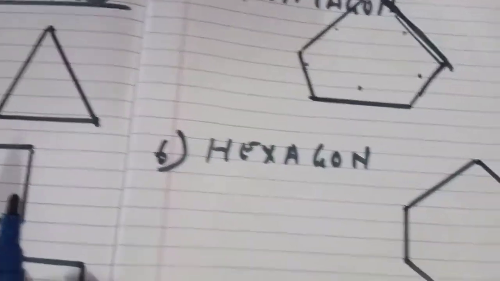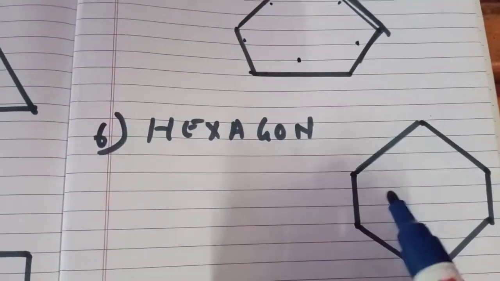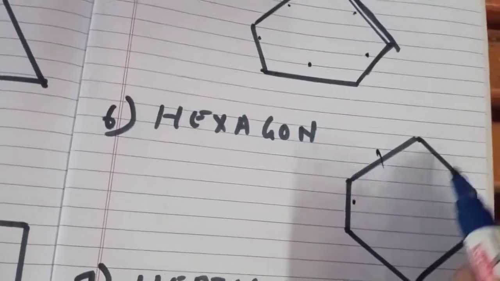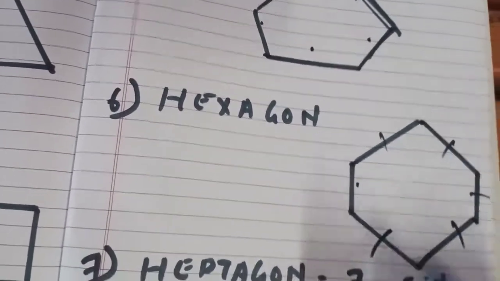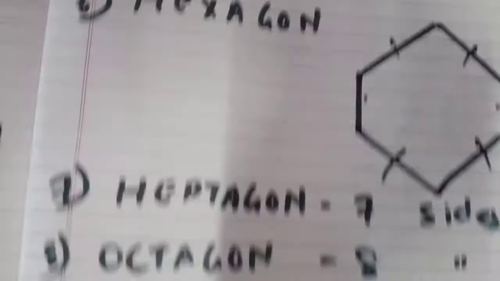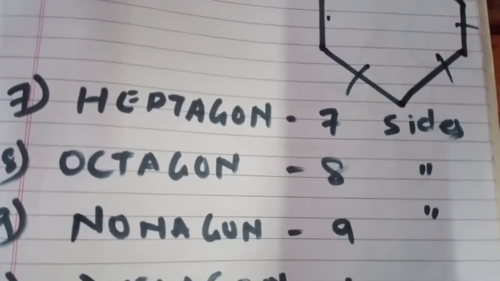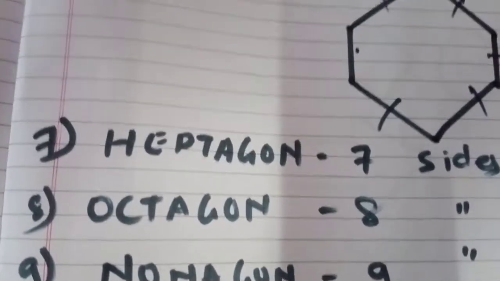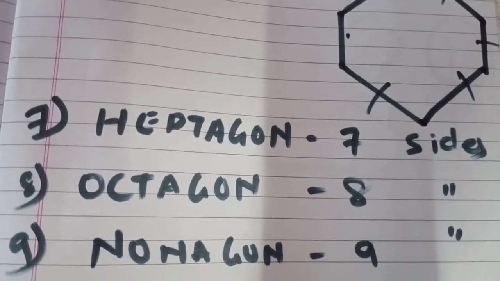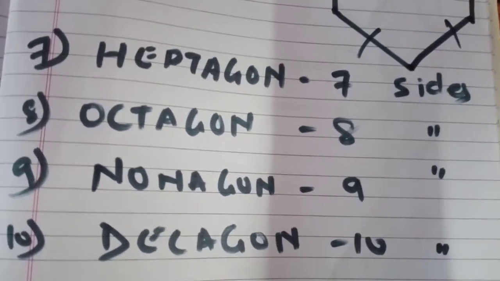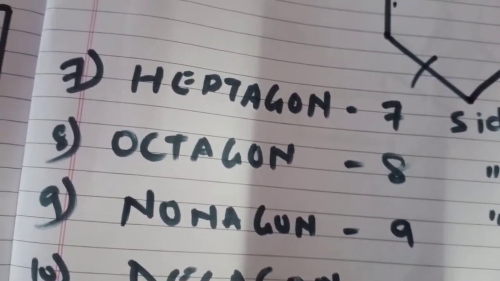Now if you study ahead, it is a hexagon wherein you have 6 specific sides. Side 1, 2, 3, 4, 5 and 6. That is a hexagon. Similarly, if you keep on going, heptagon will be having 7 sides. Octagon will be having 8 sides. Nonagon will be having 9 sides. And decagon will be having 10 sides. Okay?